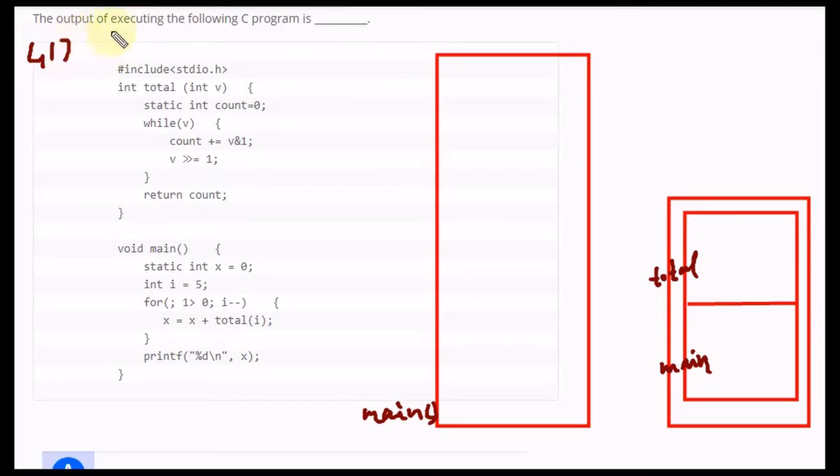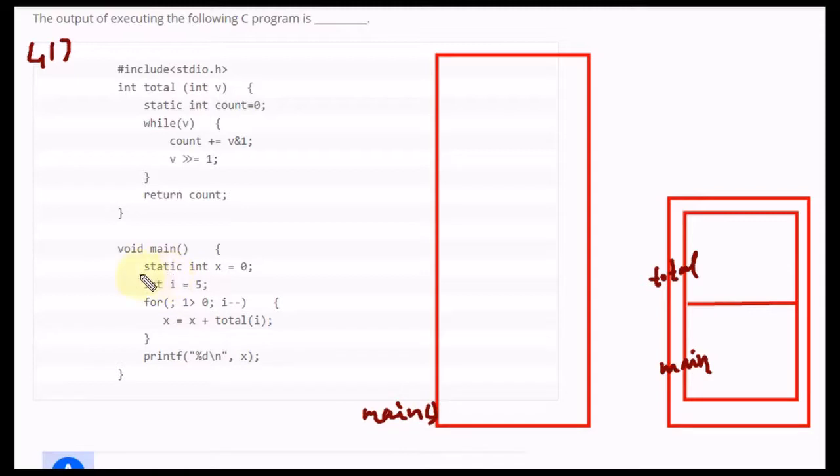Okay, so we are asked what the output of executing the following C program will be. Here we are given a function total and this is our main function. We have taken this stack space and this is our static space. Now we are going to call our main function.